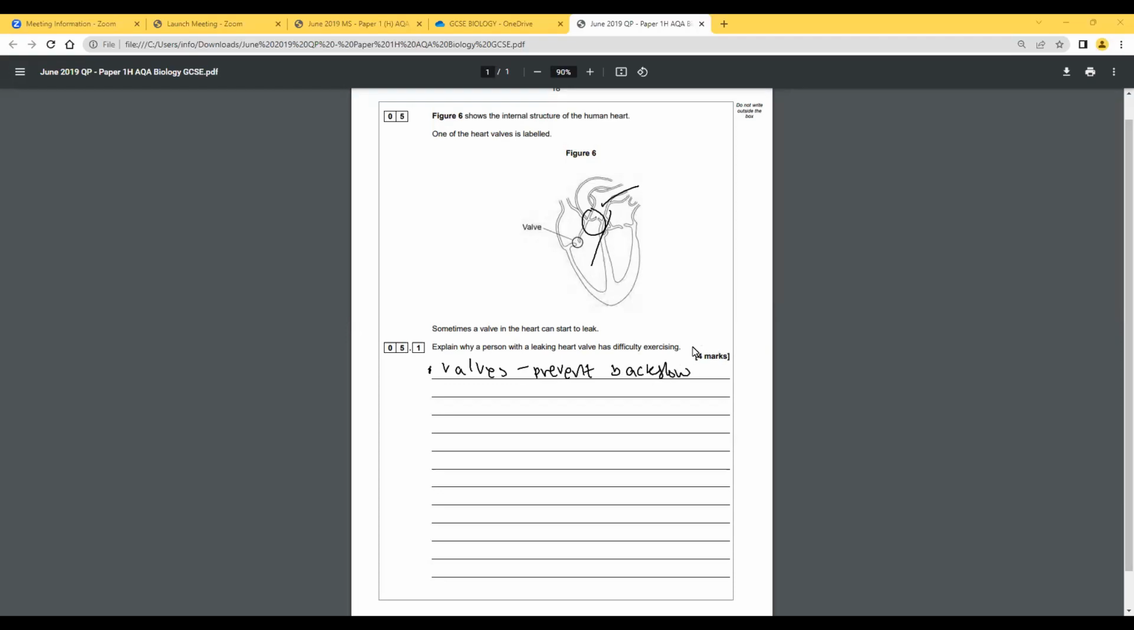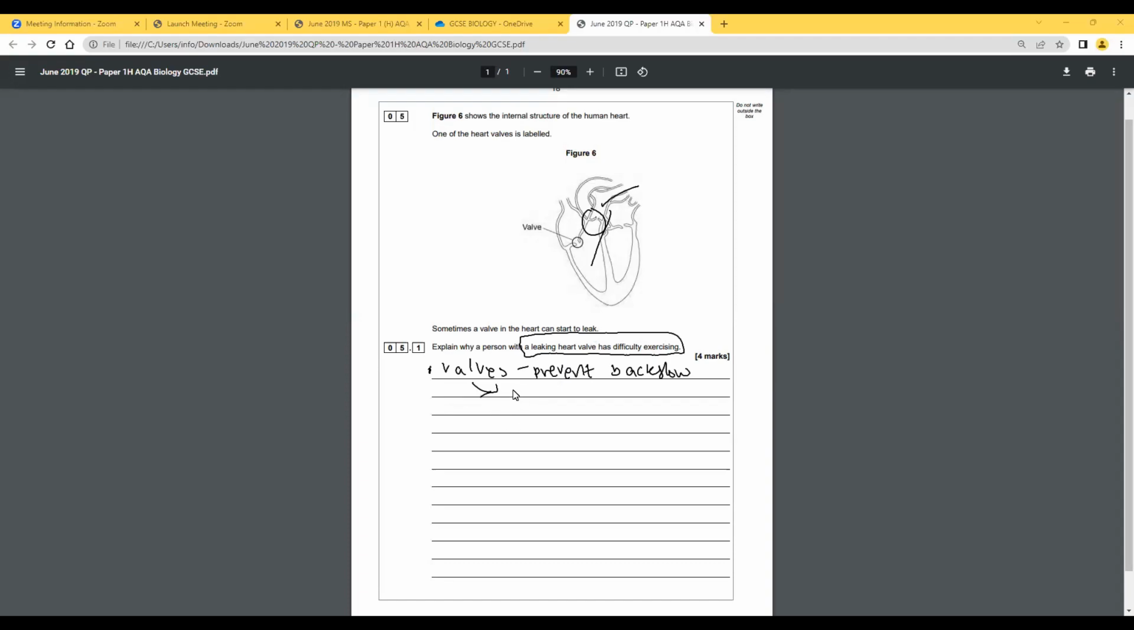Now this is a 4-mark question, so they want you to link your knowledge to do with the valves to exercising. So we want to link what we know about valves and arteries and blood flow to exercising. And what they mean by exercising is its effect on respiration and so on. So we know that valves prevent backflow. So if a valve starts leaking, what would happen?